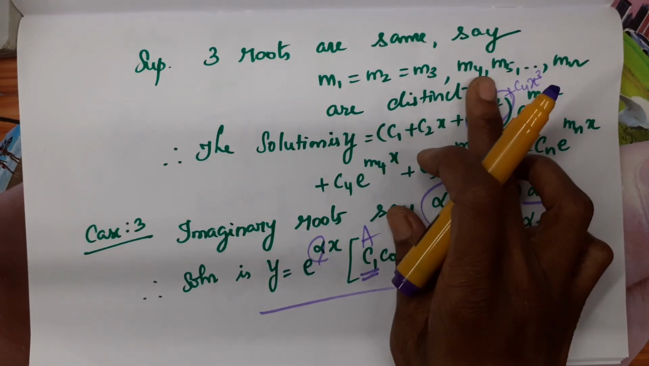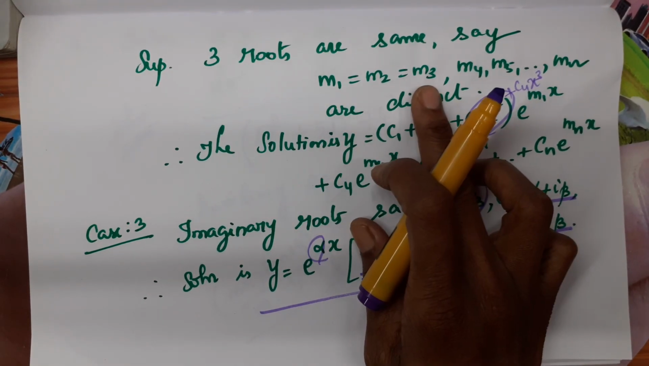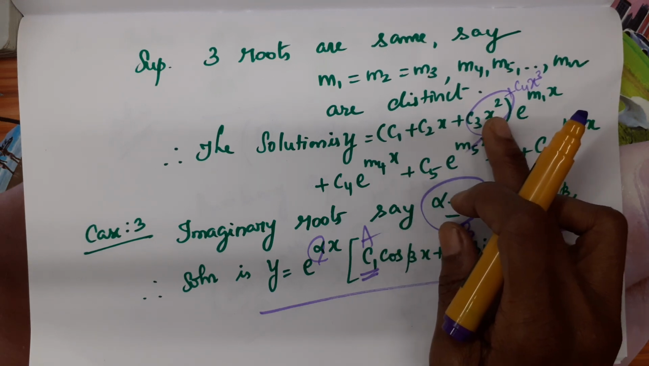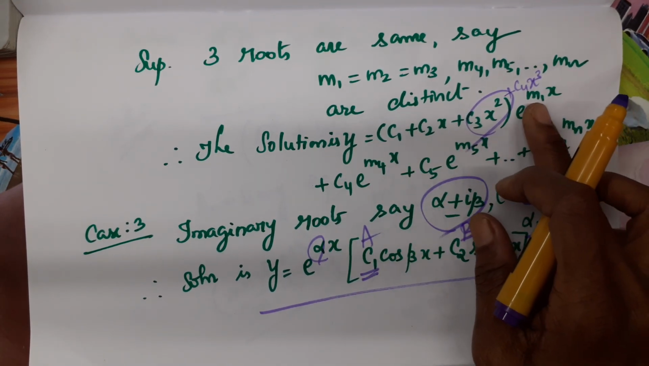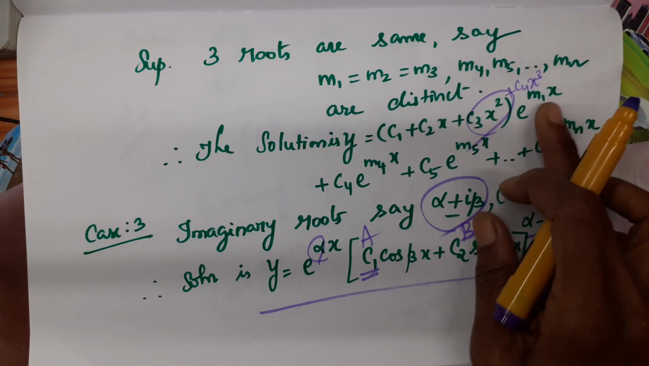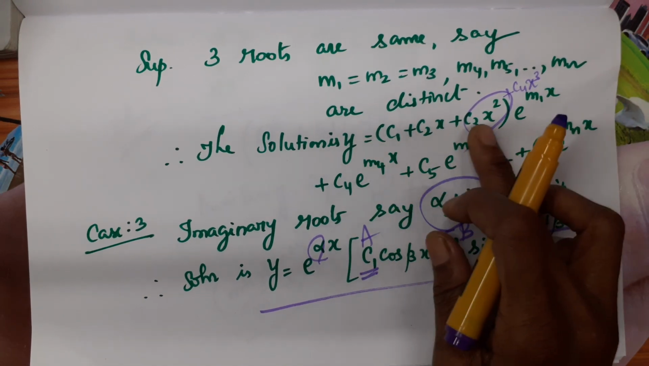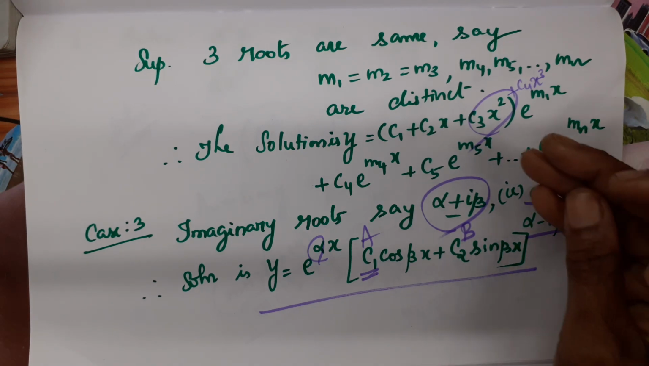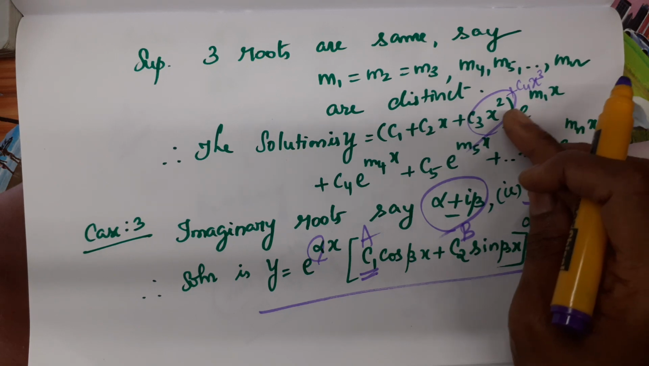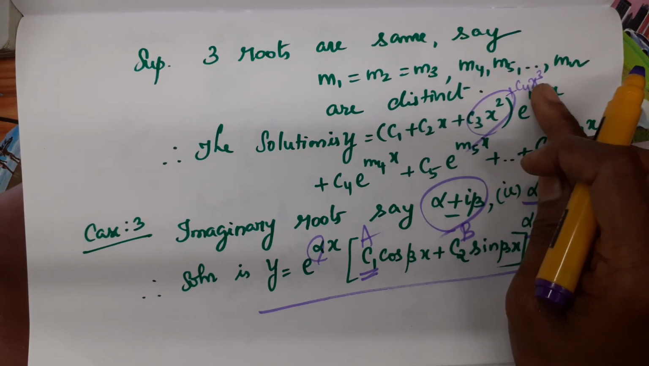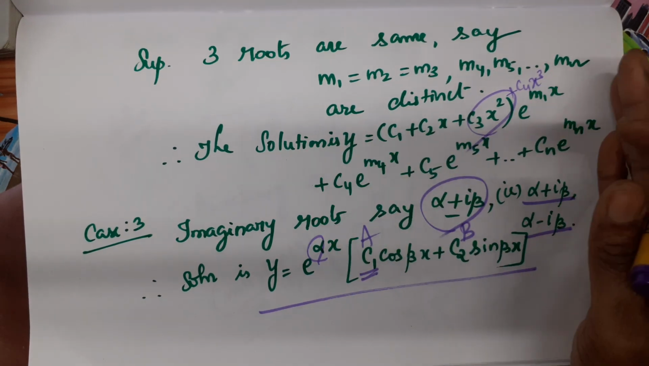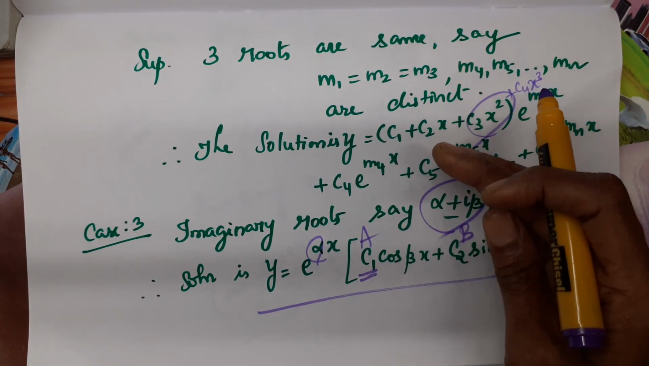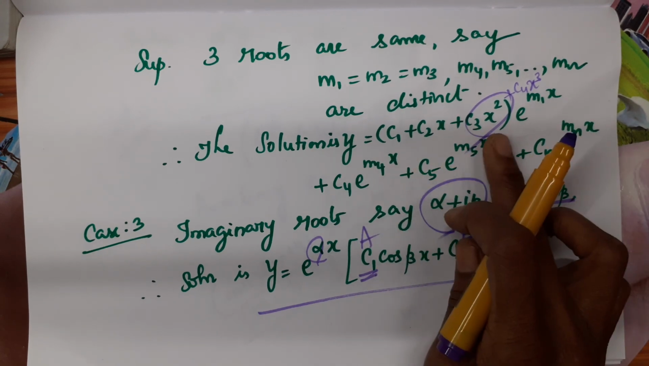Suppose three roots are repeated, it means we have to combine three roots together. So (c1 plus c2 x plus c3 x^2) e^(m1 x), which root is repeated, m1, that we have to combine if three roots. If we have the fourth root also equal, we have to extend this, plus c4 x^3, the next one is x power 3. Like that we have to take up to however many roots are repeated. So if some roots are repeated, in this way we have to write.